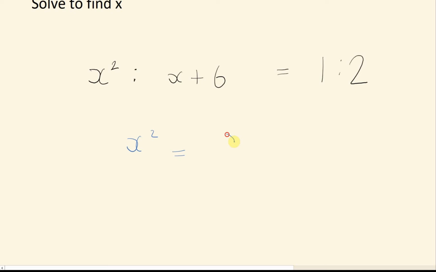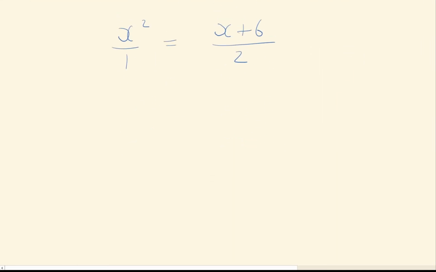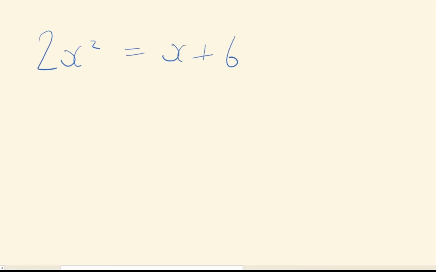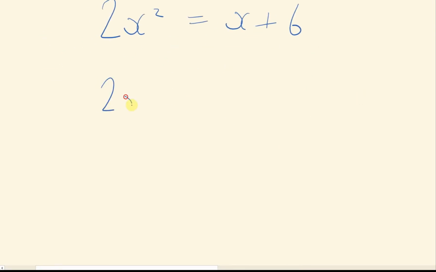So first step's always the same. You have one ratio divided by the other. We then get rid of all my fractions. So the over 1 can just go. We've now got 2x squared equals x plus 6. Again, solving a quadratic, you must make it equal to 0. And now in order to solve this, it's slightly more difficult because you've got 2x squared.